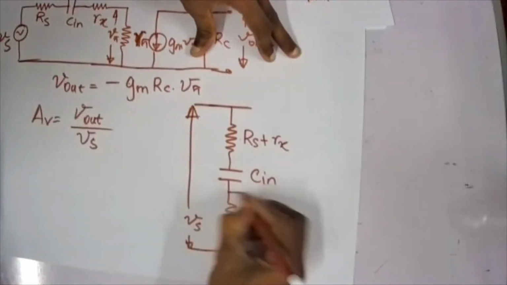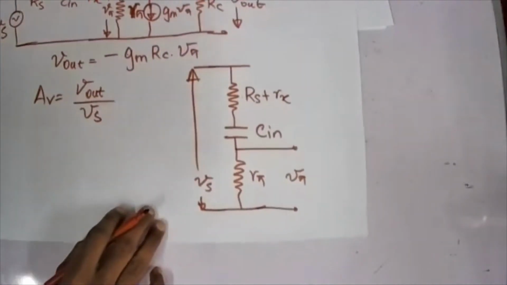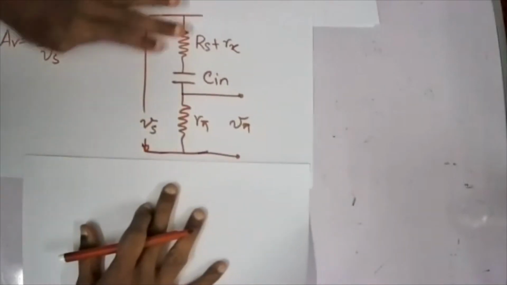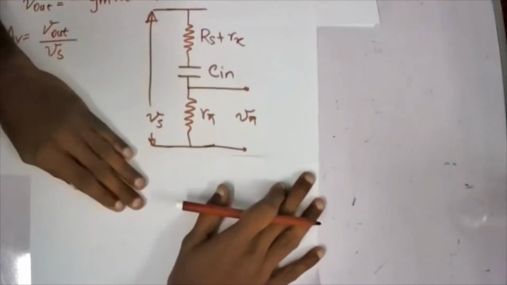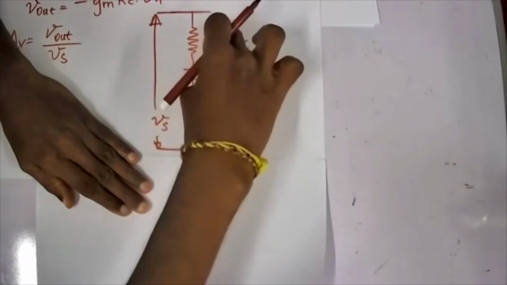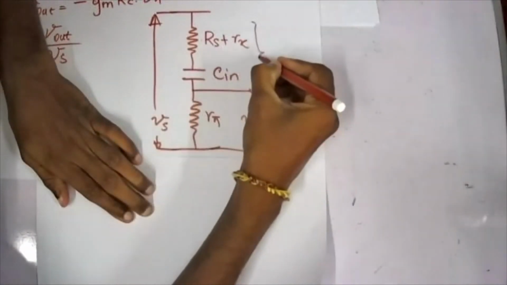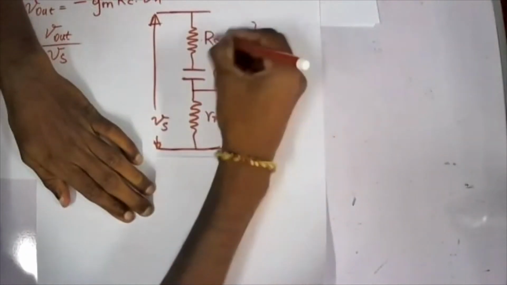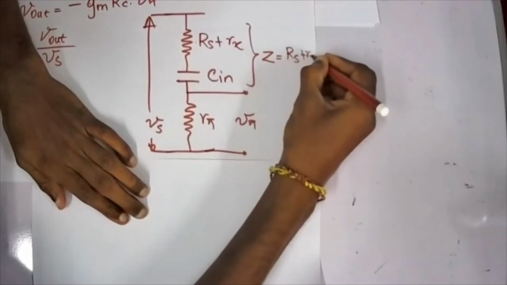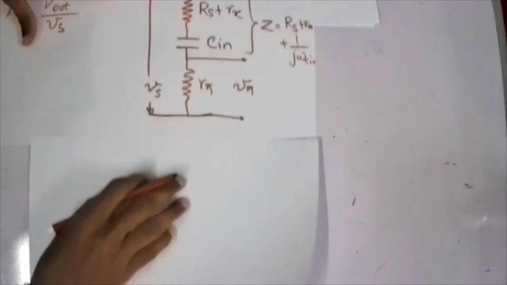Right, this is Vs, and then this will be my V pi, right? So I can write V pi in terms of Vs using the potential divider equation. Simply, V pi equals R1 divided by R1 plus R2. So let this be Z, which is equal to R plus 1 over j omega C. Or I can simply write this one as Rs plus Rx plus 1 over j omega C in.